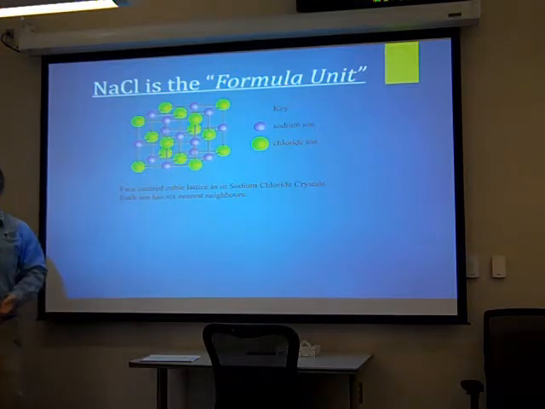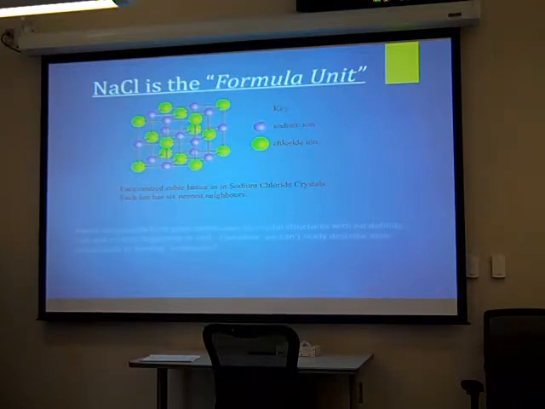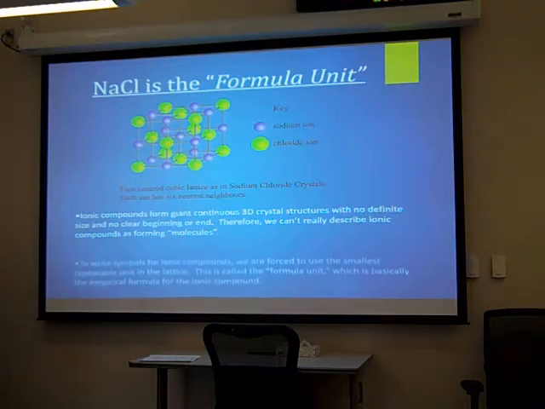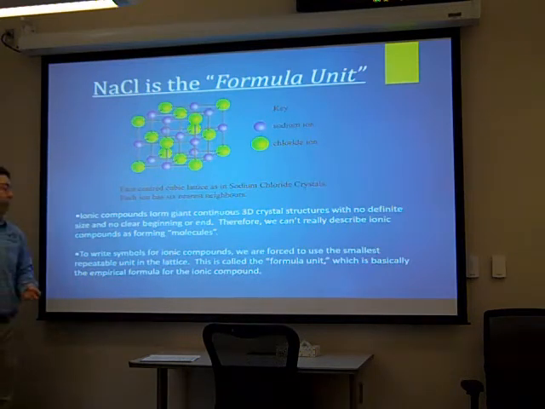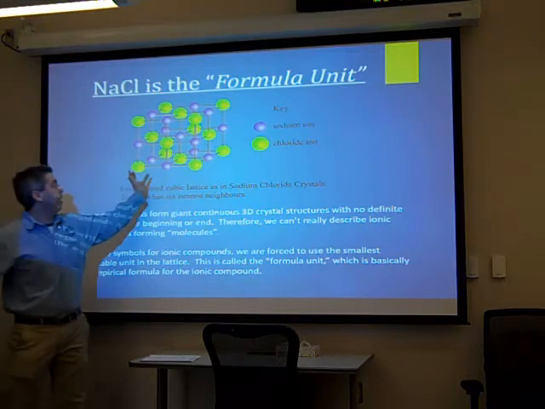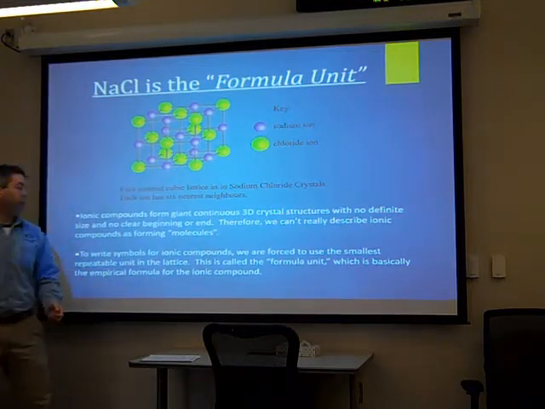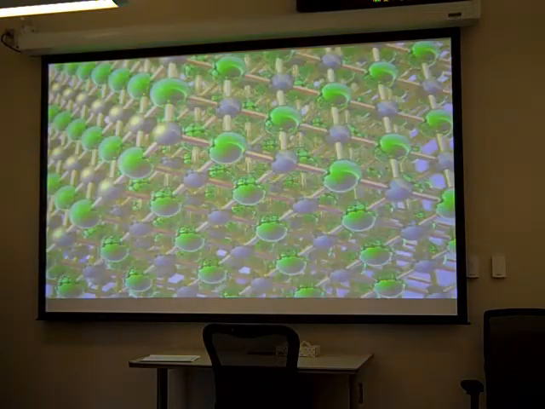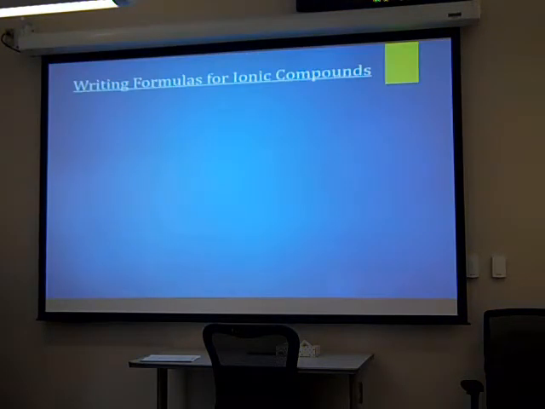So that's why we have to resort to an empirical formula. So we call this empirical formula group, the smallest combination of atoms, a formula unit. Cool. So this is a picture of a giant crystal structure.